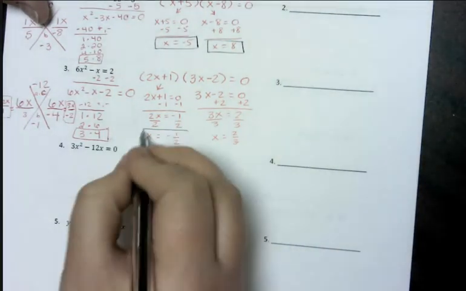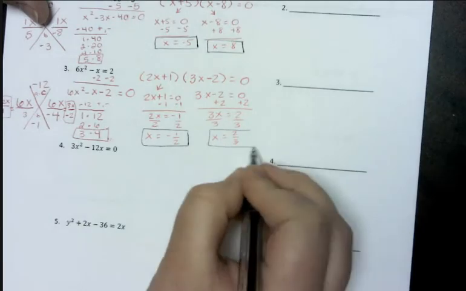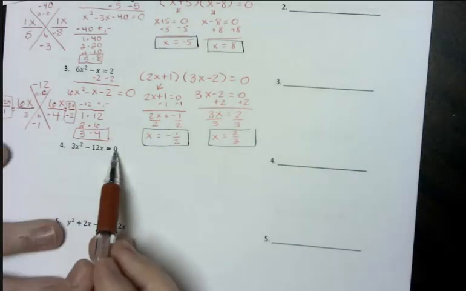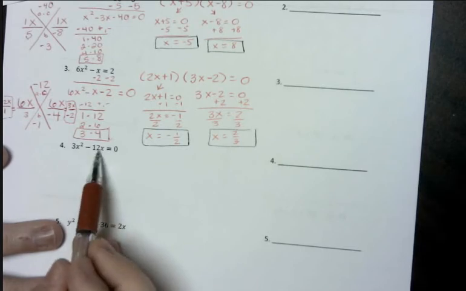So our answers there are x equals -1/2 and x equals 2/3. Now on problem number 4, notice that there are only 2 terms here. It is set equal to 0, but over here there's only 2 terms.